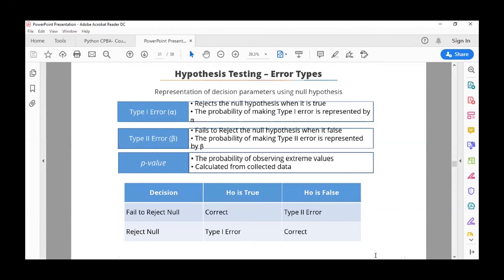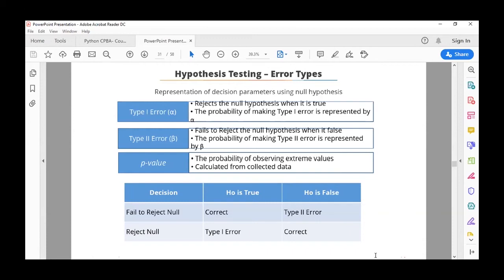So alpha is type 1 error, and beta is type 2 error. Type 1 error is when you are rejecting a null whereas you should have accepted the null. In the case of a court of law, you are rejecting the null. Null means what? The person is innocent. So you have rejected the null and put him in jail. Putting an innocent person in jail is a type 1 error.